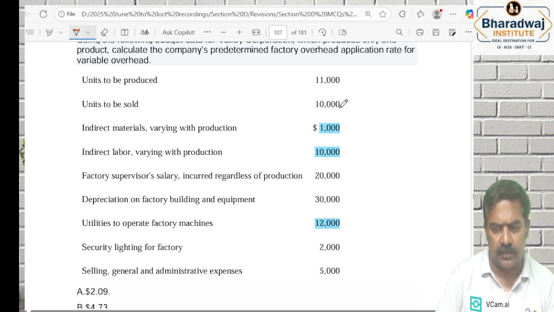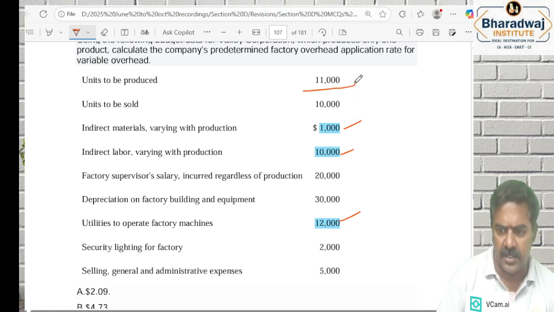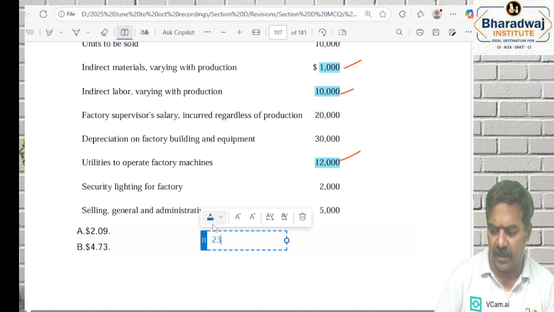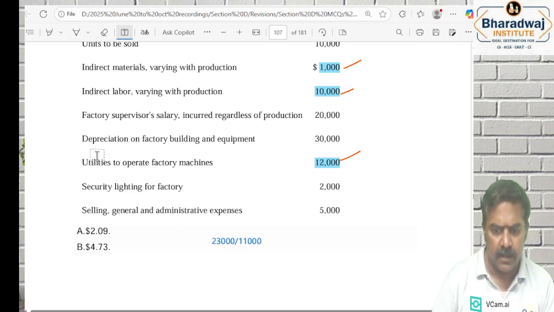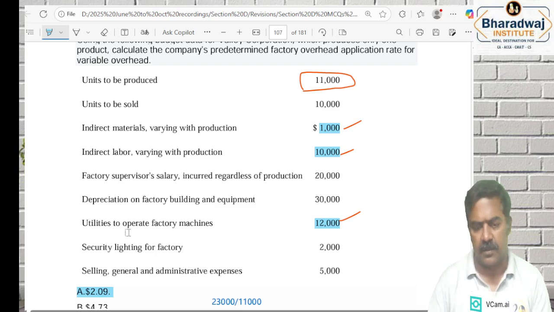So what is the total? 1,000 plus 10,000 plus 12,000, how much? 23,000. 23,000 divided by, what is the budget? 11,000. So the answer is 23,000 divided by 11,000. How much do you get? Variable overheads 2.09. Only the variable overheads they ask you to consider.